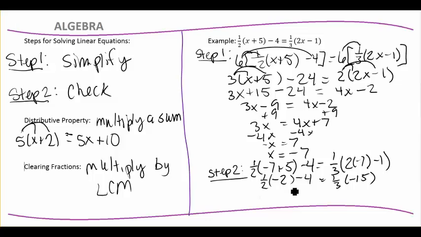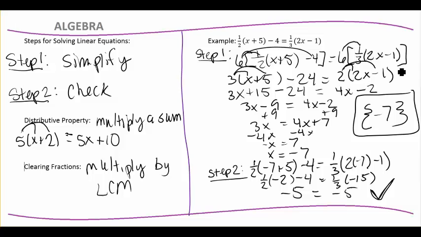And so 1/2 times negative 2 is negative 1, minus 4 is negative 5. And 1/3 times negative 15 is also negative 5. So the answer checks out. So we know the answer is x equals negative 7. We can write this in a solution set, which is squiggly brackets around the solution. And that is our answer.